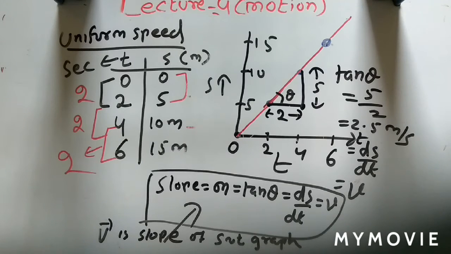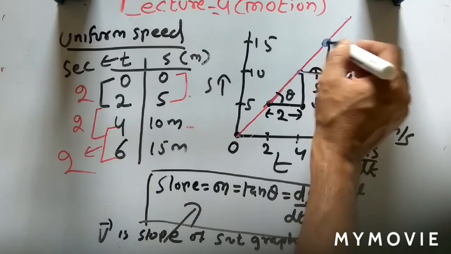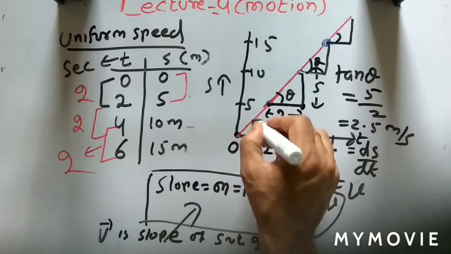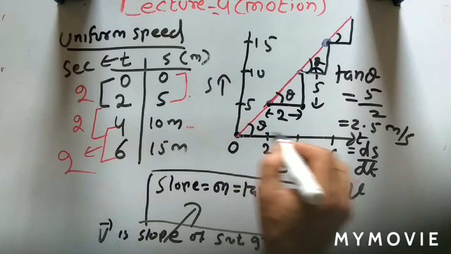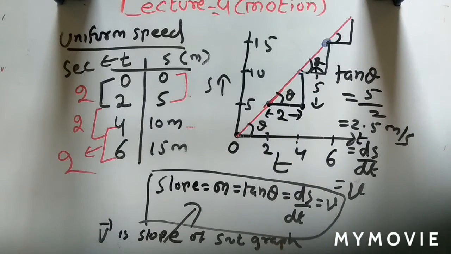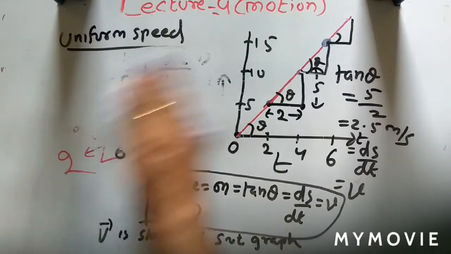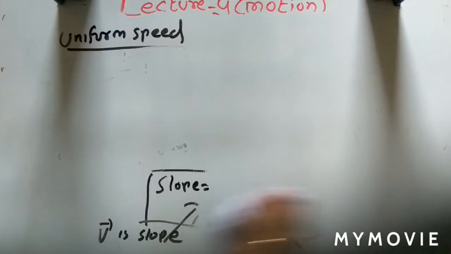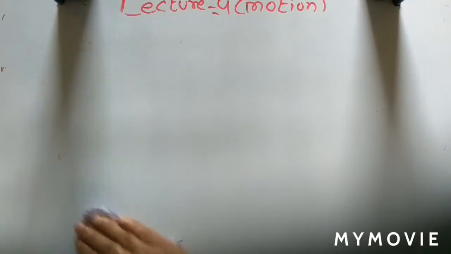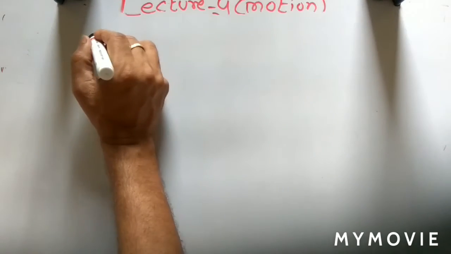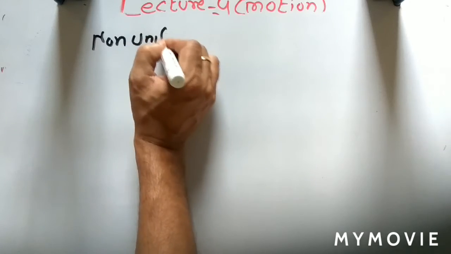That is, slope is equal to tan theta. If you measure the slope anywhere, the slope is always constant, because the straight line is always making the same angle theta with the x-axis. If theta is the same, tan theta is the same, so the slope is the same. So for uniform motion, speed is always constant, and speed can be measured by measuring the slope of the distance-time graph. Then we will discuss what is non-uniform motion.